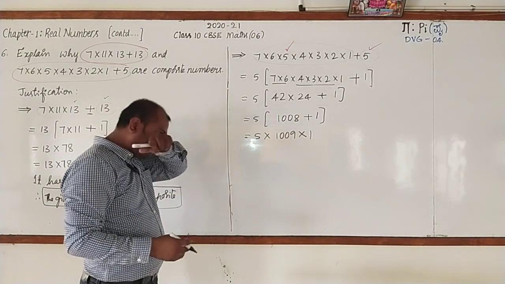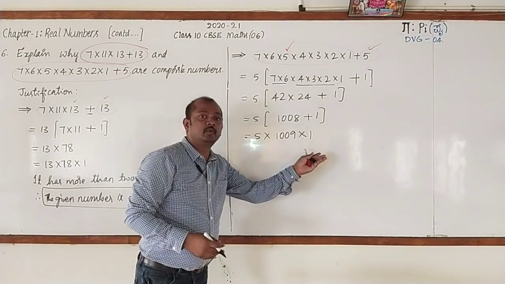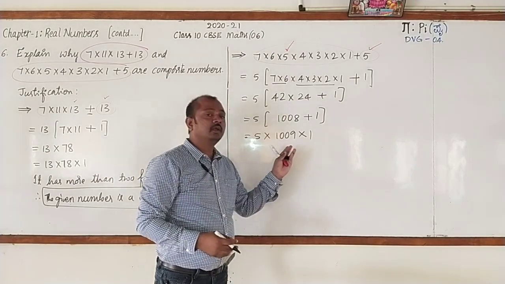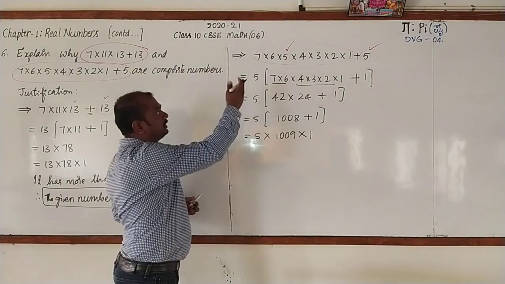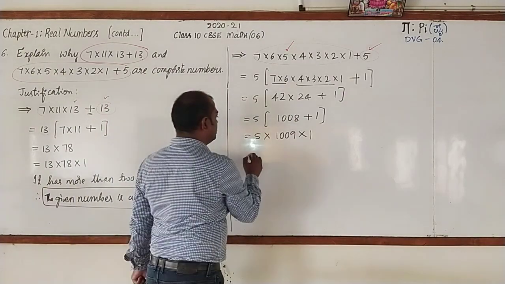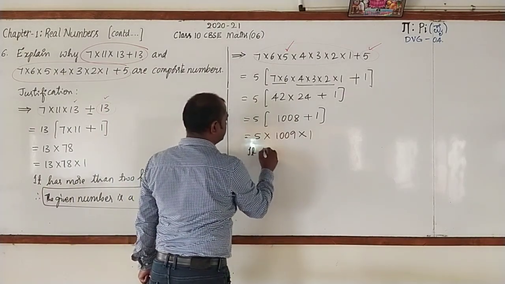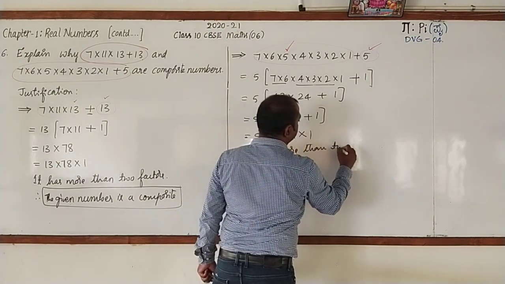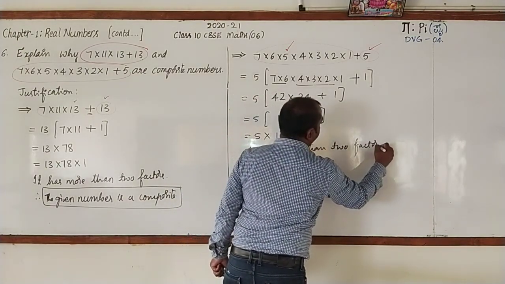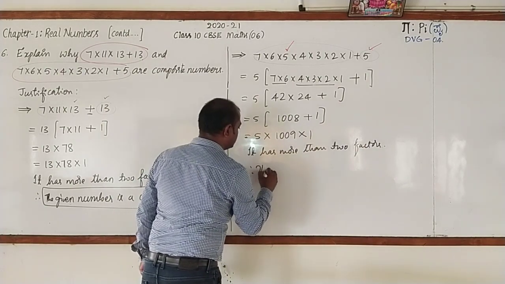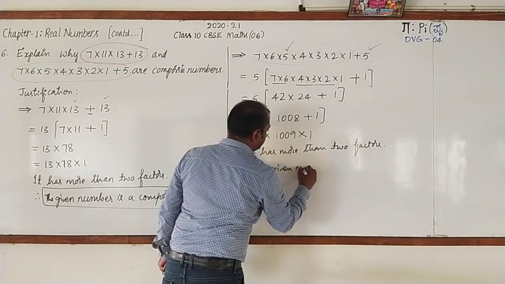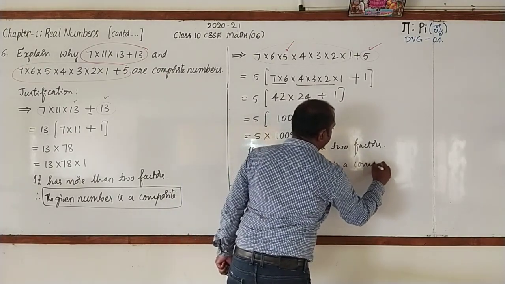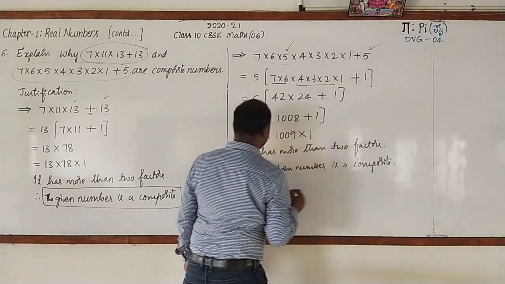How many factors are there? Here, more than 2 factors. Total there are 3 factors here. It is more than 2 factors, therefore the given number is composite. Here I will write, it has more than 2 factors. Therefore, the given number is a composite number. Or just you can write composite.